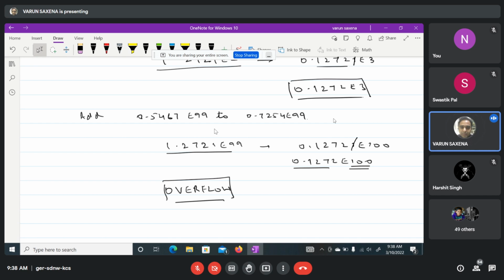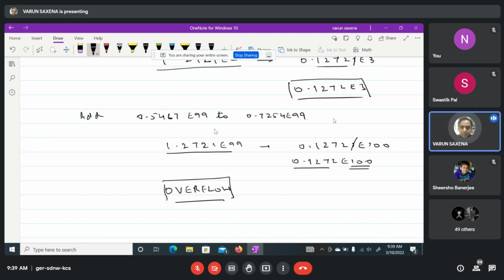Similarly, you can try some subtractions, and you can try some multiplications and divisions. So yeah, why can't the third digit of the exponent be stored?